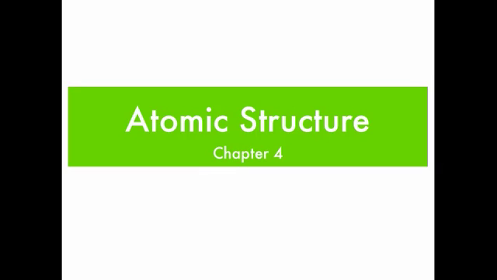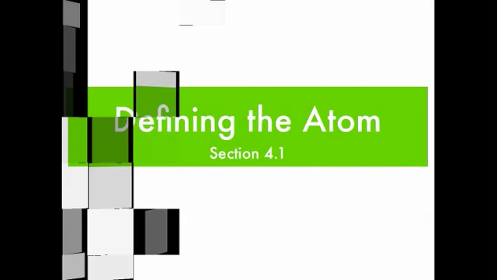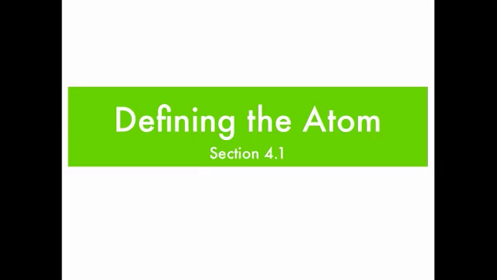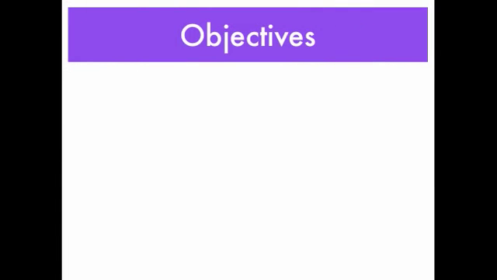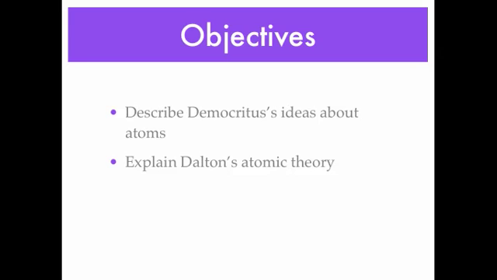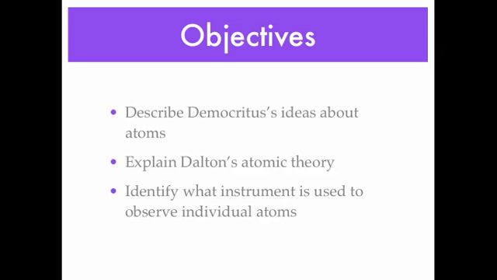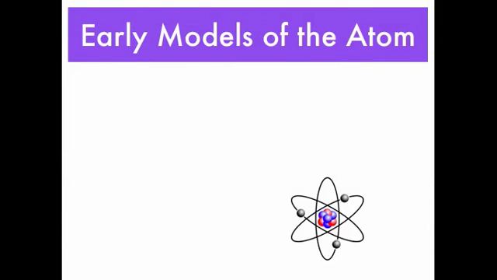Chapter 4, Atomic Structure, and we're on Section 4.1, Defining the Atom. Here are our objectives: be able to describe what Democritus' ideas were concerning the atom, explain Dalton's atomic theory, and name the instrument we use to view atoms.